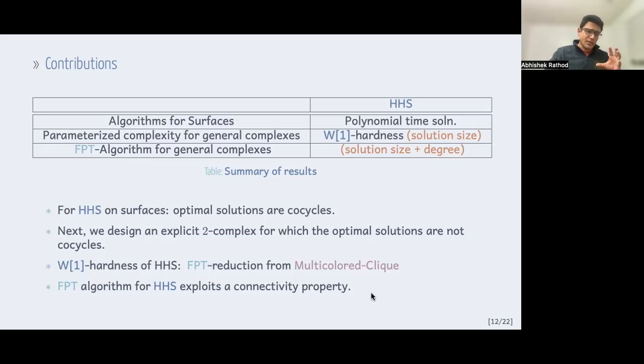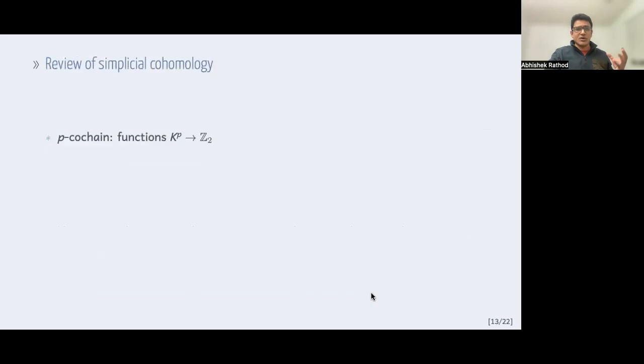I would like to now describe the algorithms for surfaces in more detail because it's the simplest one and hence in many ways the most appealing one. But before we do that, I need to review some more preliminaries, specifically related to cohomology.